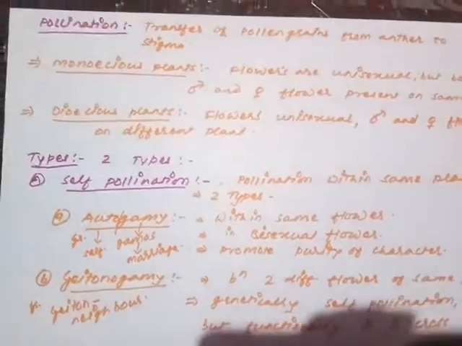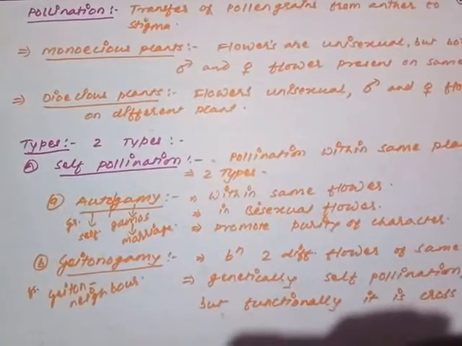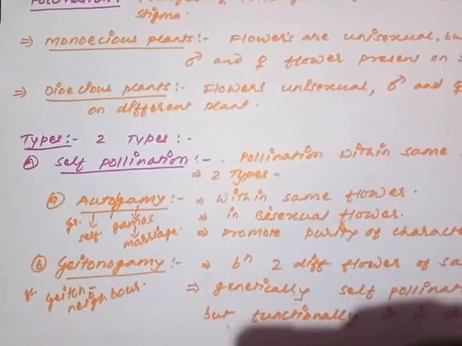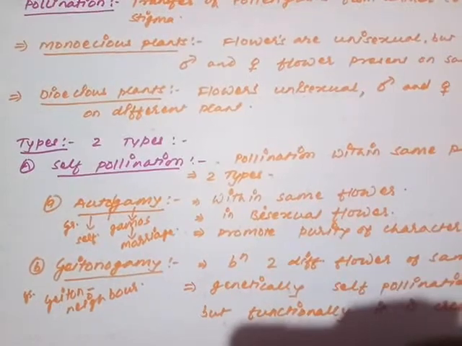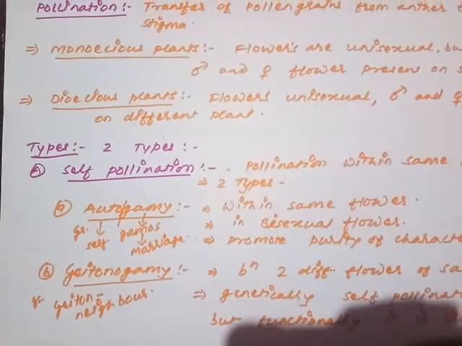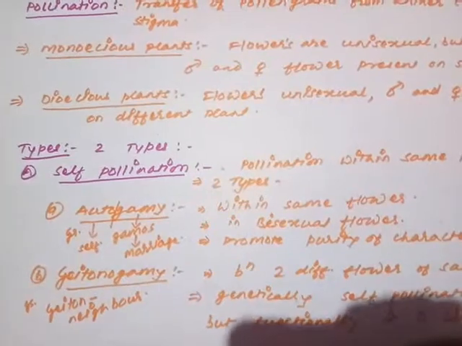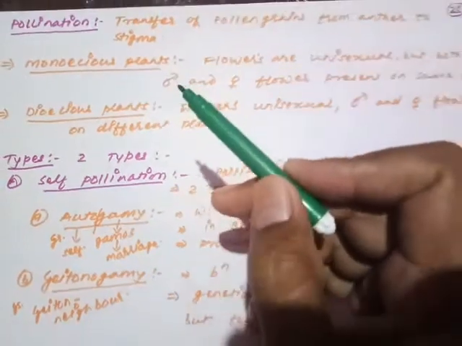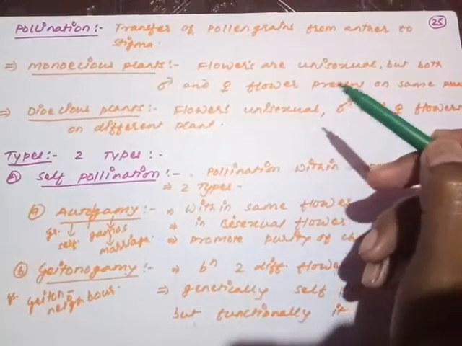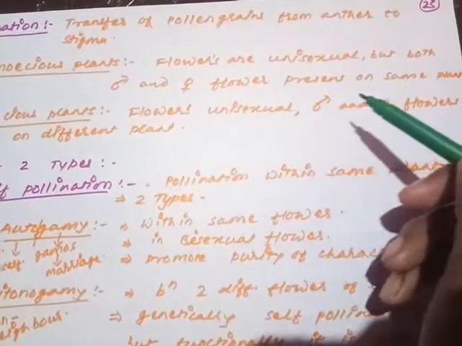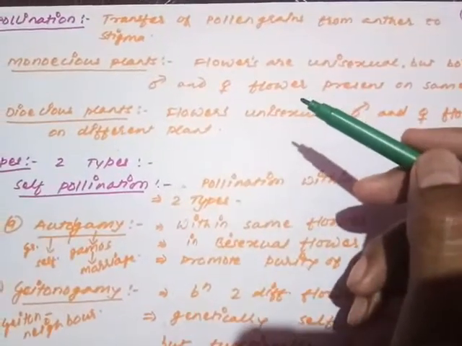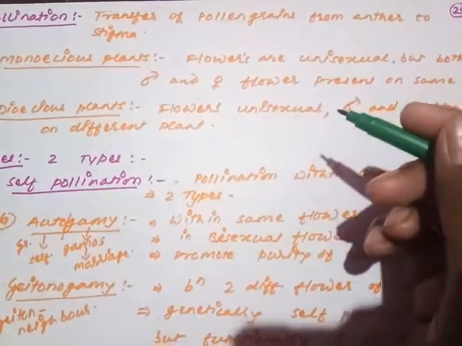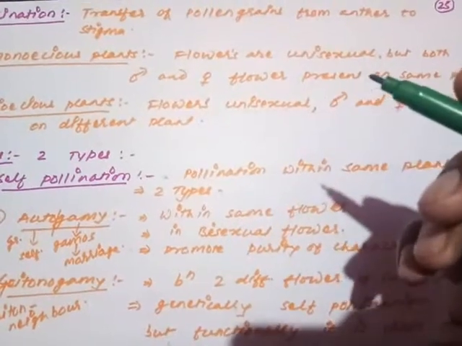Just before starting the details of pollination, we have studied monoecious flowers, dioecious flowers, and sexuality in organisms. Now once again I am going to explain the concept with regard to the plant, whether the plant is monoecious or dioecious. Here, a monoecious plant, if you remember, is one where the flowers are unisexual but both male and female flowers are present on the same plant. Are you getting my point? What is the meaning of a monoecious plant? A monoecious plant means a plant which bears both male and female flowers, but the flowers are unisexual.